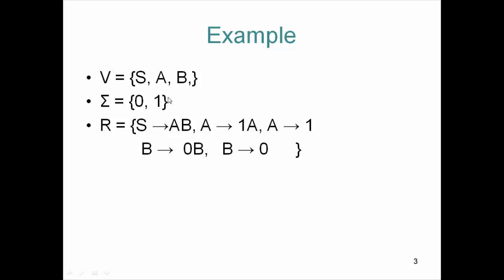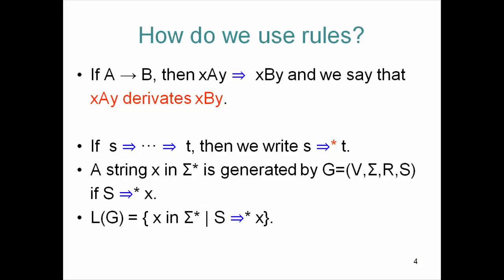Consider one example of context-free grammar where S, A and B are non-terminal symbols, 0 and 1 are terminal symbols, and the set of rules, or we can say productions, are like this, where S derives A, A derives 1A, A is terminated with 1, B derives 0B, B is terminated with 0. The strings generated by this grammar are n number of ones followed by n number of zeros.